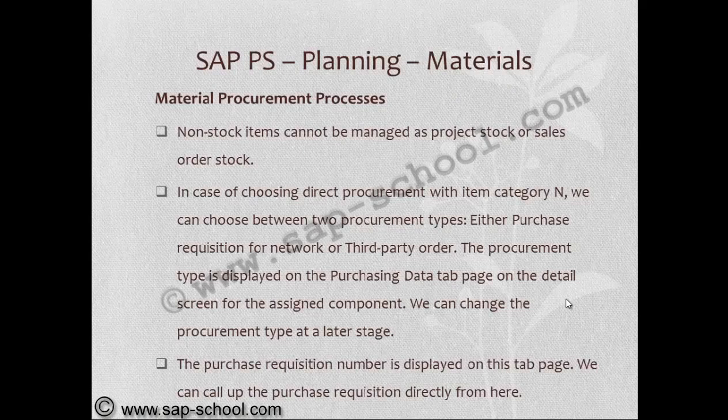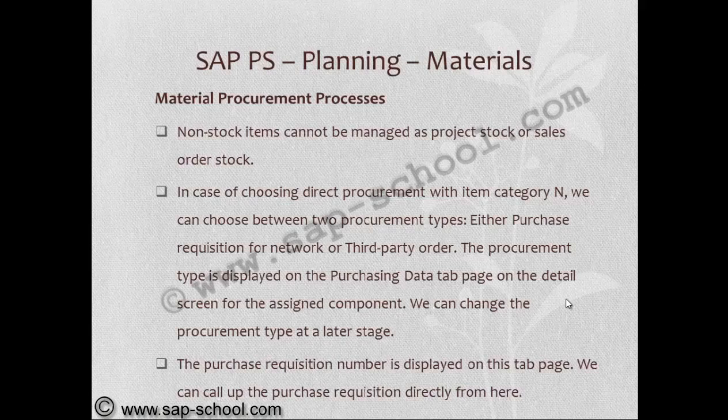In case of choosing direct procurement with item category N, we can choose between two procurement types, either purchase requisition for network or third-party order. The procurement type is displayed on the purchasing data tab page on the detail screen for the assigned component. We can change the procurement type at a later stage.